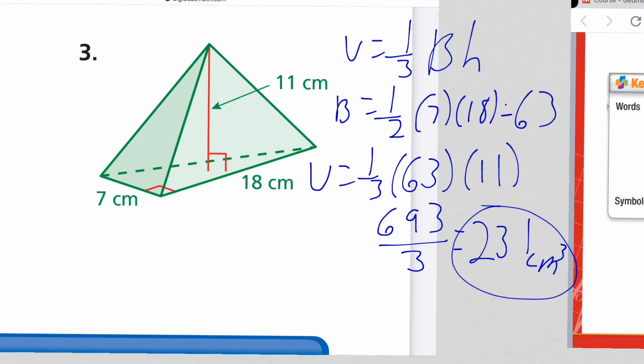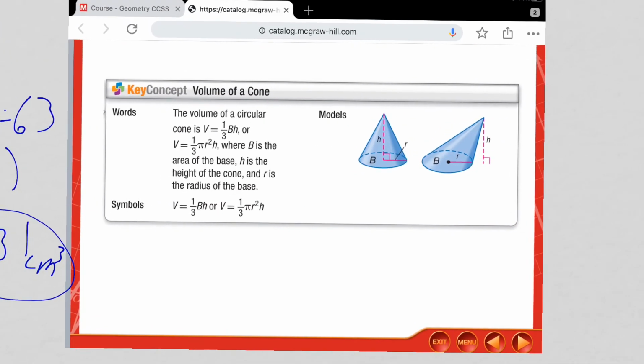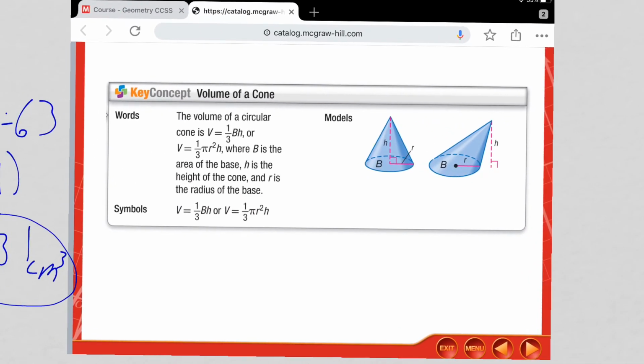So next shape we're going to talk about is a cone. A cone, they give us the formula 1/3 big B H because it is technically the same formula as a pyramid because it goes to a point. But in this case, with a cone, your base is always going to be a circle. So we just go ahead and enter in the pi r squared for the area formula for a circle. So I would prefer you to write down the 1/3 pi r squared h for volume of a cone.